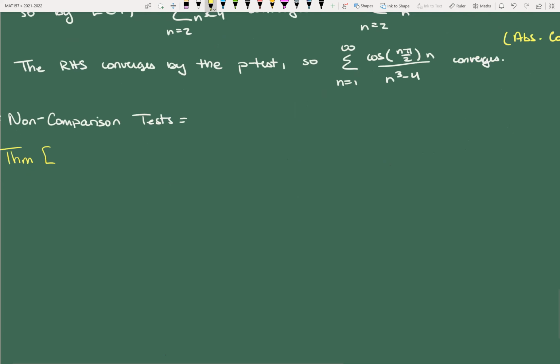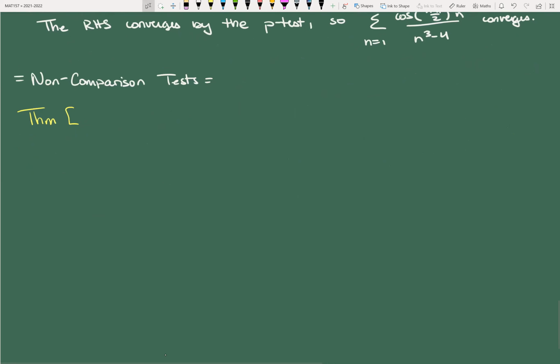I feel like I'm zoomed in or zoomed out. The integral test.